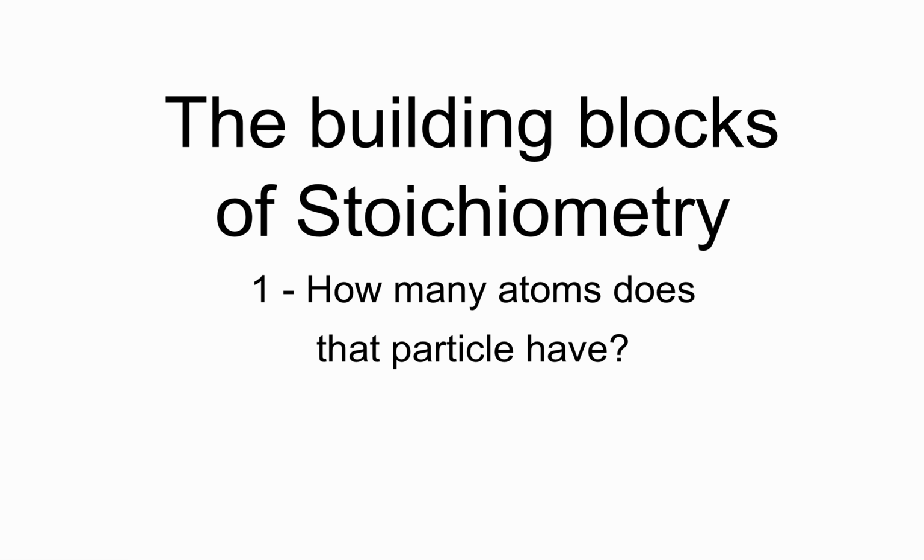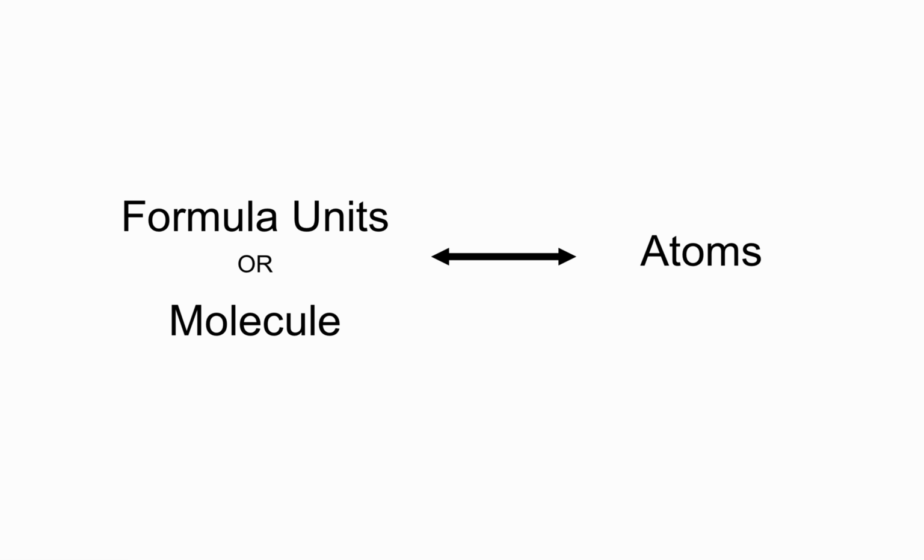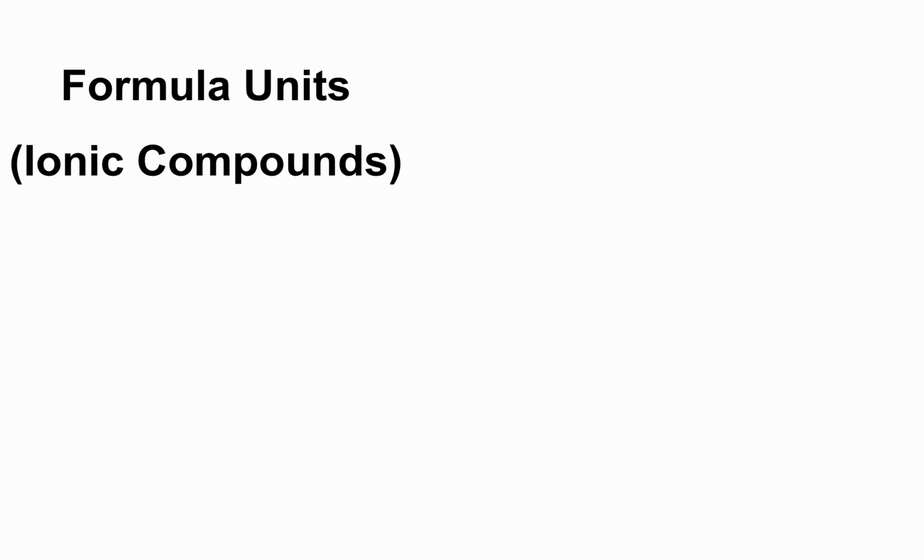In this set of videos, we're going to look at a series of calculations that we'll make use of in chemistry. First thing we'll look at is how we can convert from formula units or molecules, that is functional units of chemistry, to atoms. This is review for many. If we were to look at formula units, which we use as a term when we're speaking about ionic compounds.